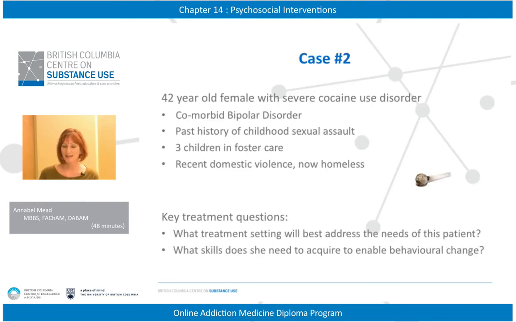Let's take a look at our second case study for the day. Your patient is a 42-year-old female with a severe cocaine use disorder for many years. She has comorbid bipolar disorder and a past history of childhood sexual assault. She has 3 children, all in foster care, and has recently extracted herself from a domestic violence situation and is now homeless, staying at a friend's place. She's requesting treatment. She feels like she is totally done with this life and she wants to get her children back.